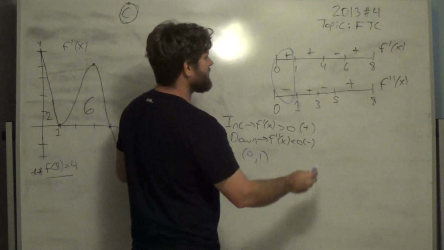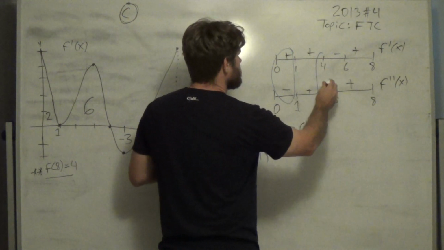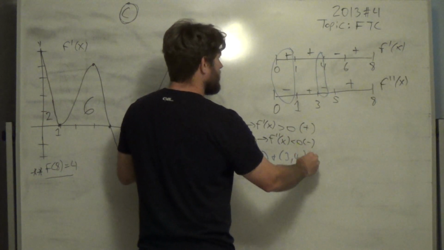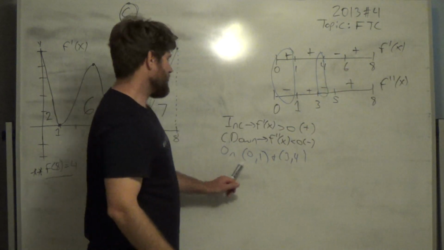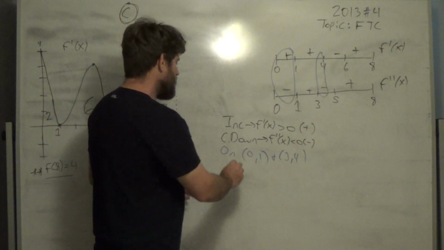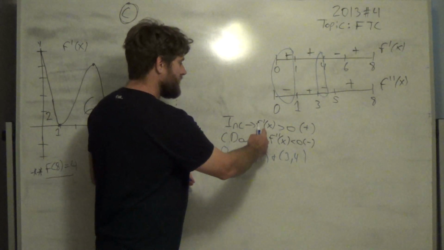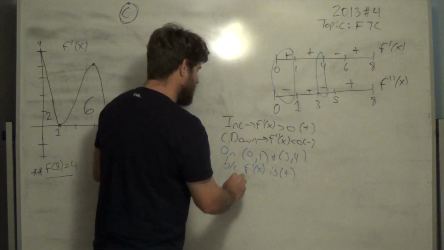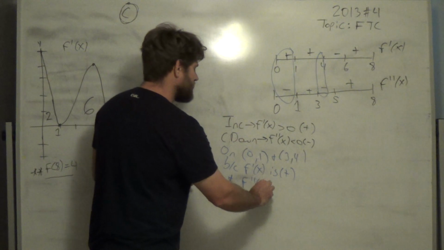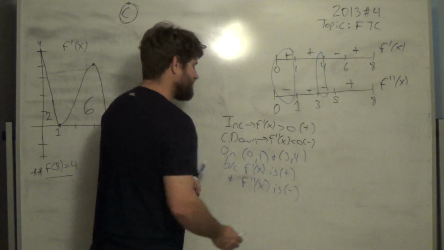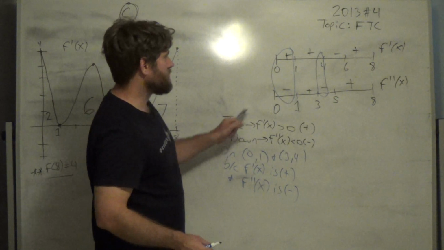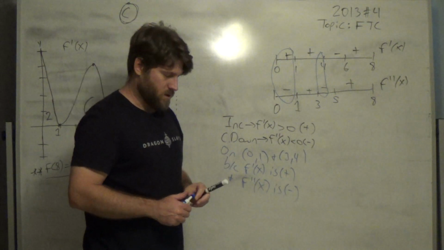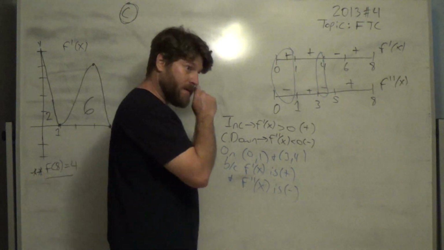Let's see, does it happen again? A positive with a negative also happens right there, from 3 to 4. It does not happen again. So on 0 to 1 and 3 to 4, because, and I'm just going to say, f prime x is positive, and f double prime x is negative. So that's all we were looking for. Increasing, f prime x is positive, and concave down, f double prime x is negative. And we wanted to know when both were occurring. All right, that's part C, and now part D.